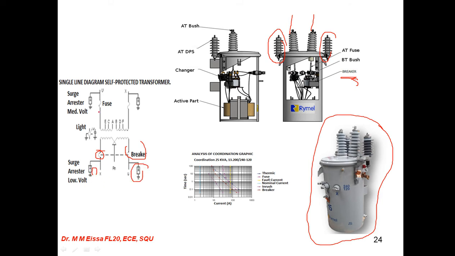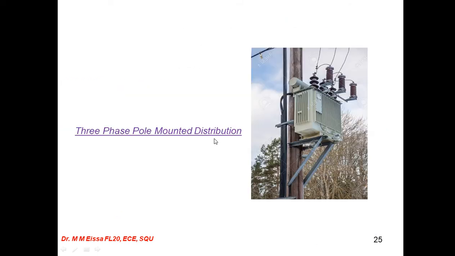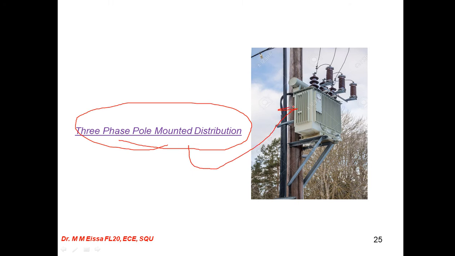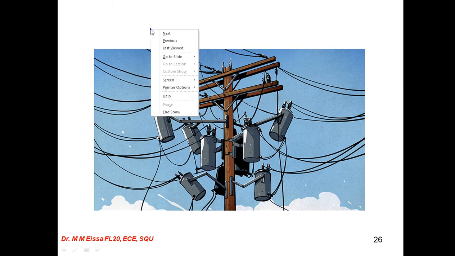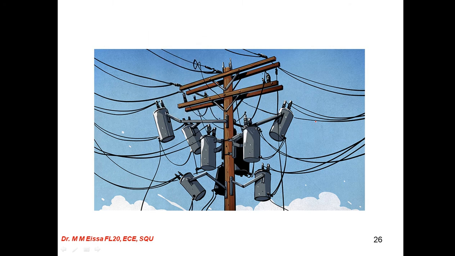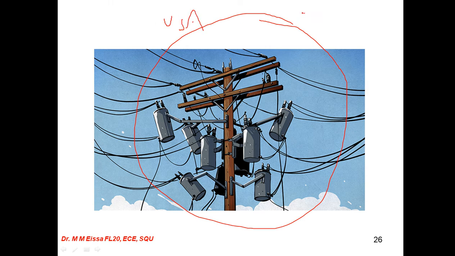This is a single line diagram of self-protecting transformers. So this is the main connections, the main connections of the internals of the distribution transformer. This is actually three-phase pole mounting distribution. So maybe here in Oman you can see something like this one. So this is a three-phase pole mounted distribution transformer. Here maybe this figure is very strange, but it is more common. I have seen it in USA; in Japan it is more common.